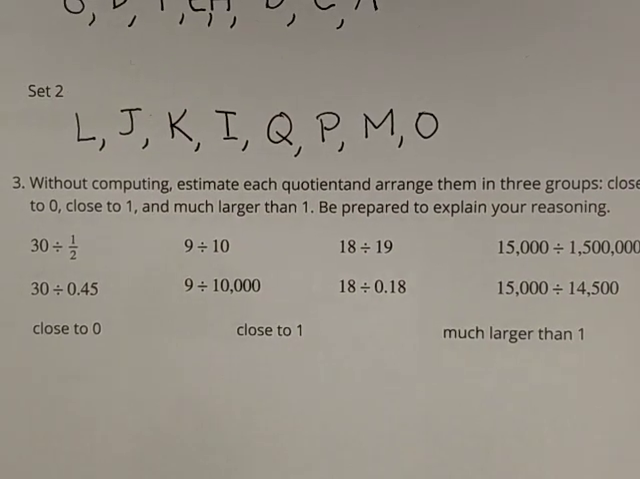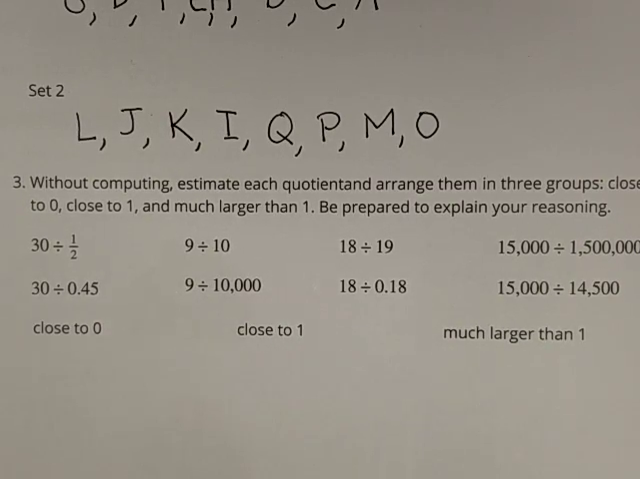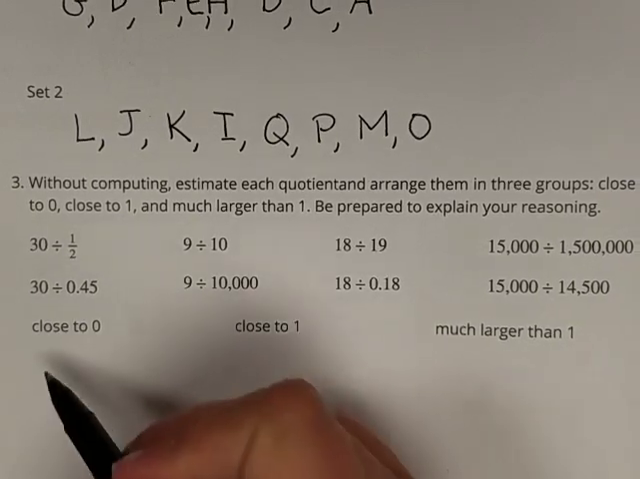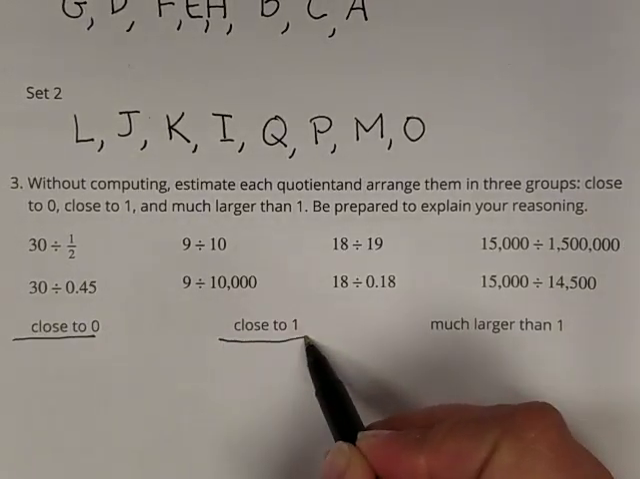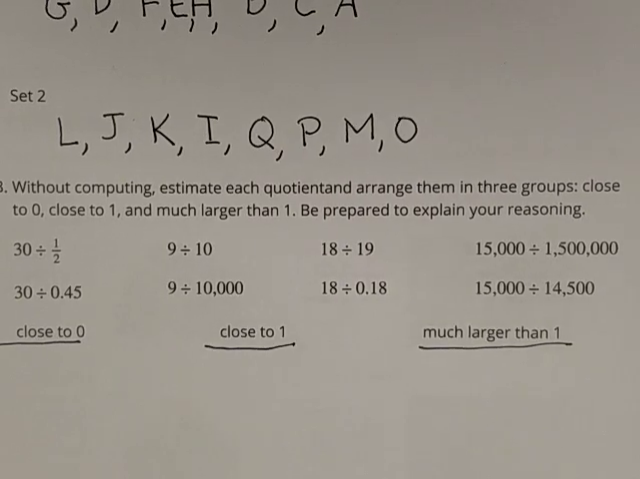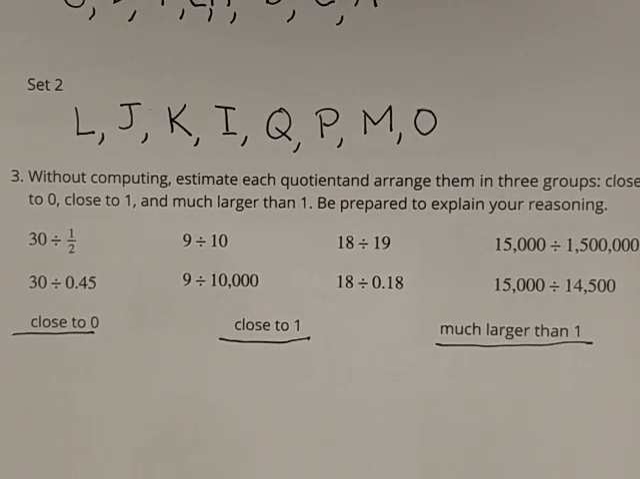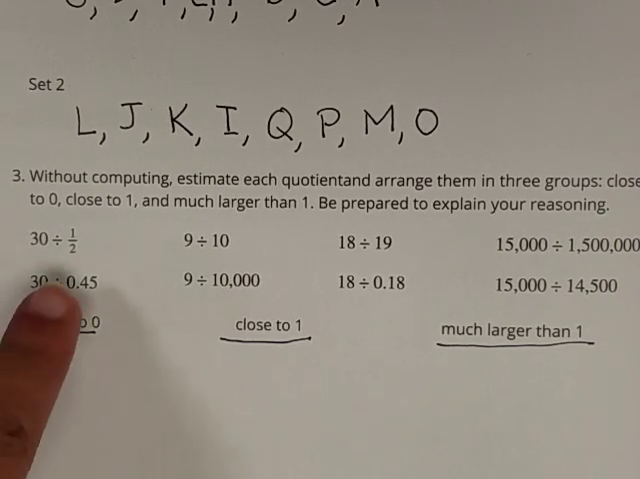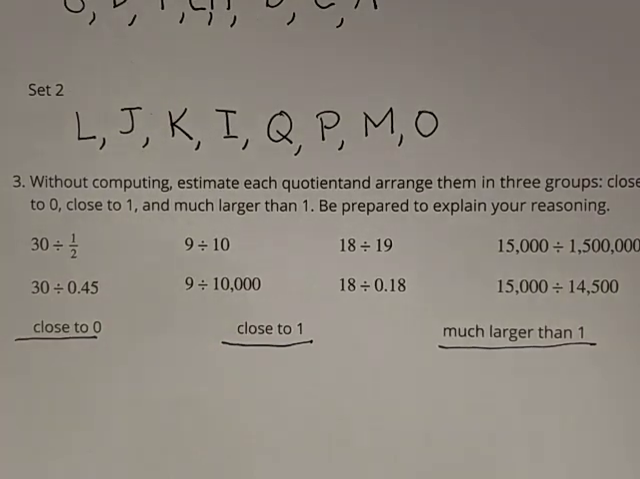All right, your last question before your lesson summary and then your practice problems. So without computing, estimate each quotient and arrange them in 3 groups: close to 0, close to 1, and much larger than 1. Be prepared to explain your reasoning. So here's your 3 columns, close to 0, close to 1, much larger than 1. So go ahead and pause your video and then unpause it when you are ready after you've put your numbers in your columns.